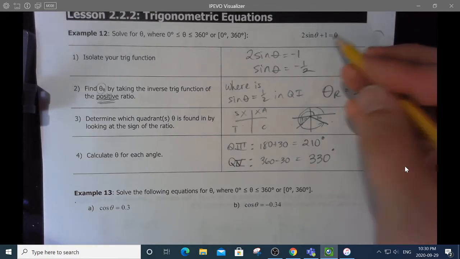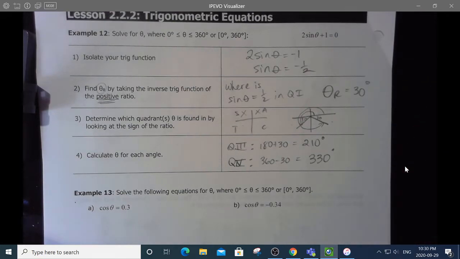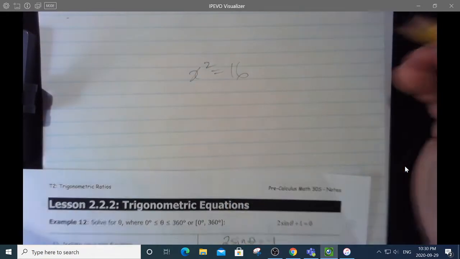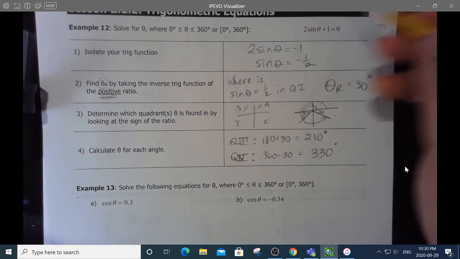When I solve this equation, I get two answers. That's not the freakiest thing ever. I mean, think about it. When you solve the equation x squared equals 16, that gives you two answers because x could be plus 4 or minus 4. So in this case, there are two angles that would make this a true equation. And you can prove that.